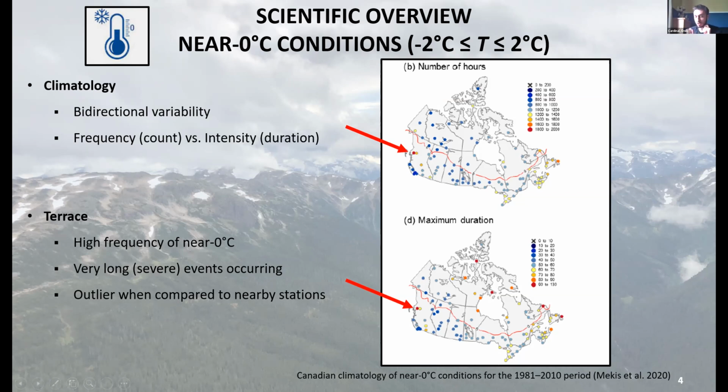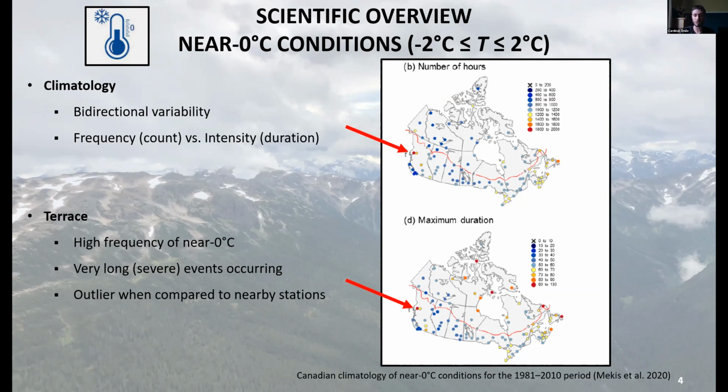And we also have the intensity or the duration of an event. An event is defined as consecutive hours of near zero conditions. And Terrace in the study of Mekis et al. had durations exceeding 90 hours for the maximum duration, but it can reach 200 hours straight of near zero conditions.